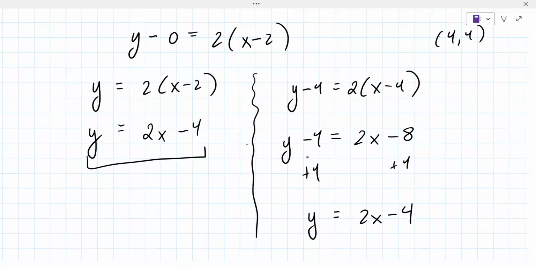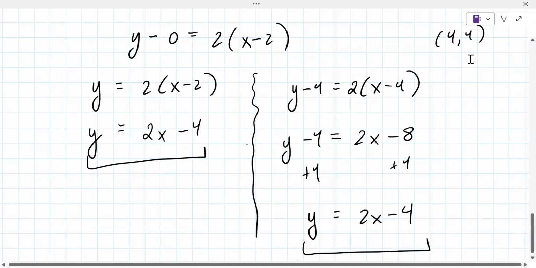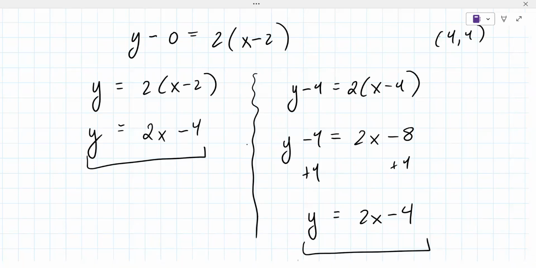Are these the same? Yes, they are. Right. So that's kind of proof that they are the same equation. Okay, let's do another one here. Actually, I don't like any of those points they're giving you.